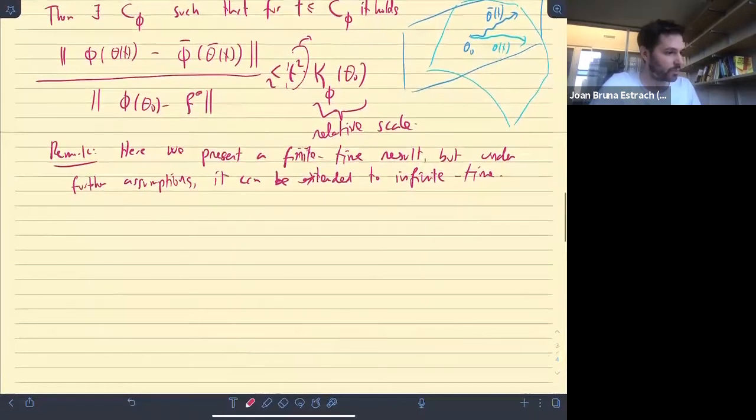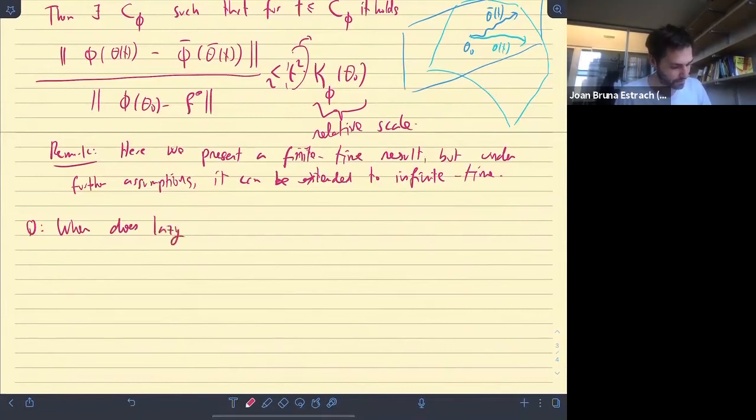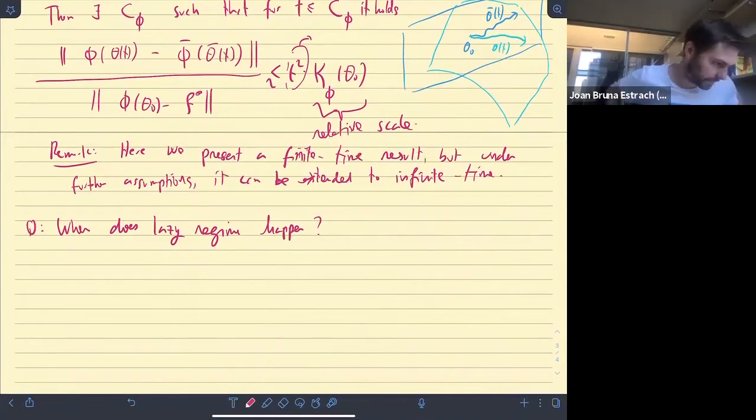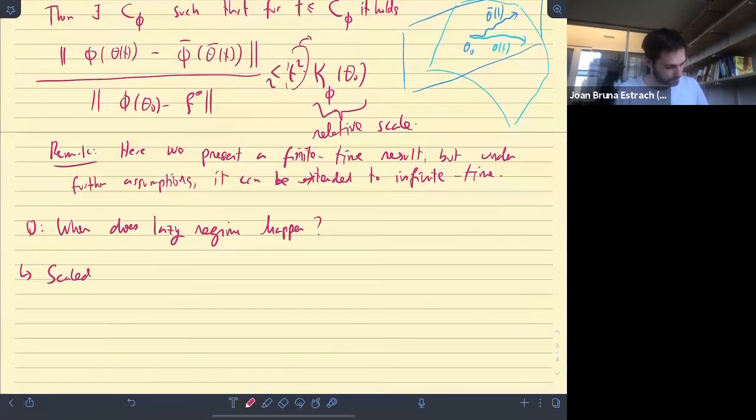So let's try to make things a bit more concrete, right? So now the question I'm asking here is: when does the lazy regime happen? Okay, so I just described something pretty abstract here. So now we would like to understand when exactly does this happen. So just to motivate, let's first consider a scaled model, just to illustrate how powerful this characterization is.